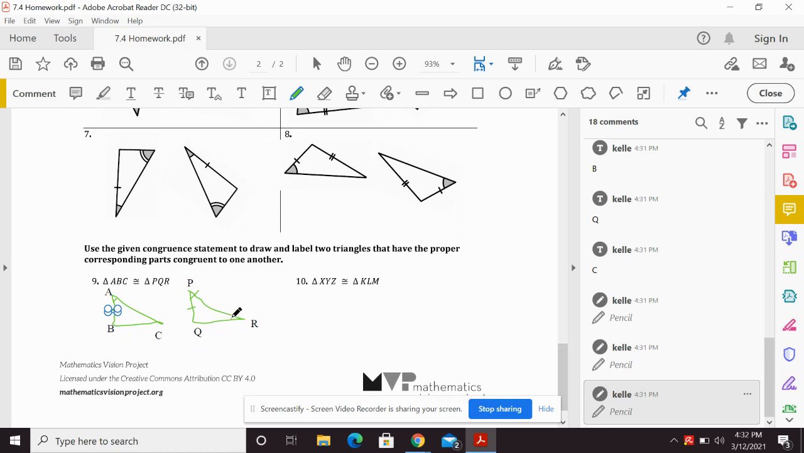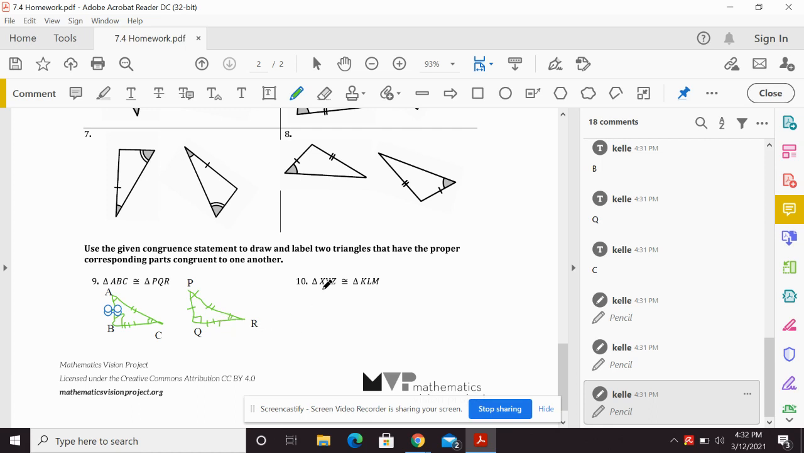So we'll do 2 marks here. Angle R is congruent to angle C. Angle B, we'll pretend this is a right angle, is congruent to angle Q. And then this side is congruent to this side. And then we have this side down here. I'll put 3 marks, 1, 2, 3, is congruent to this side, 1, 2, 3. So there you go.